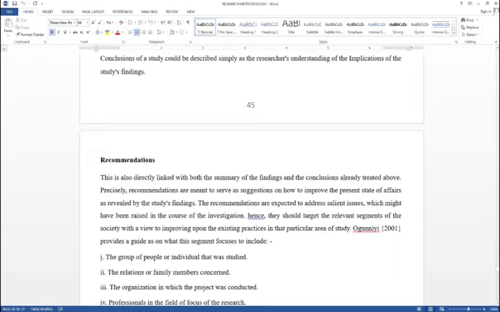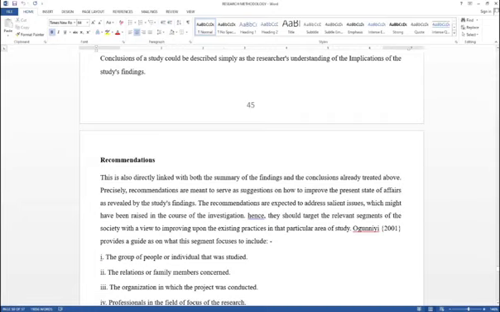It's meant to serve as suggestions on how to improve the present state of affairs as revealed by the study's findings. You're making a kind of suggestion, suggesting ways of making it better. It's all about making what is on ground better off. So your recommendations will help to make it better than what is already in existence.